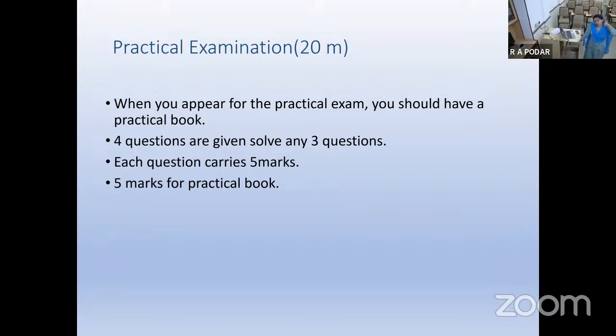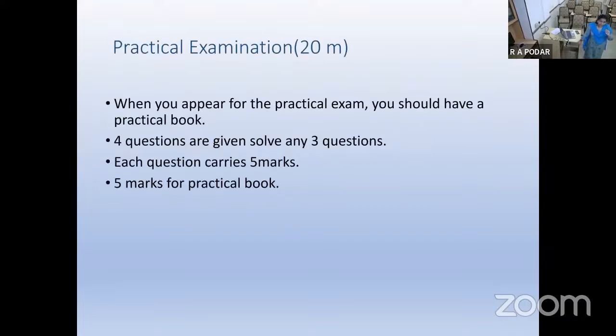Now, before that, in the first or second week of February, you have the practical exam. You have had your practicals checked. Just cross verify all your answers in the practical book. If your answers are correct, then it's okay. At the time of the practical exam you should have a practical book. It's compulsory. Without the practical book, entry is not possible.